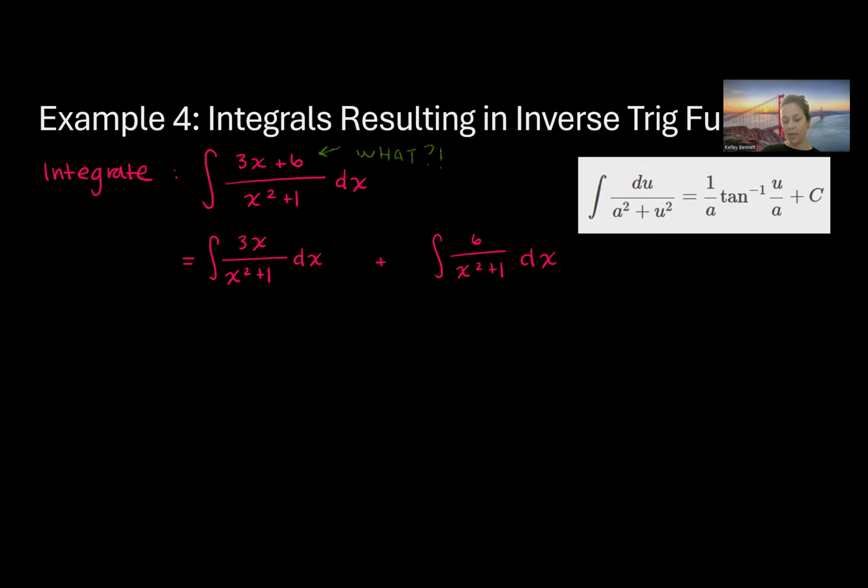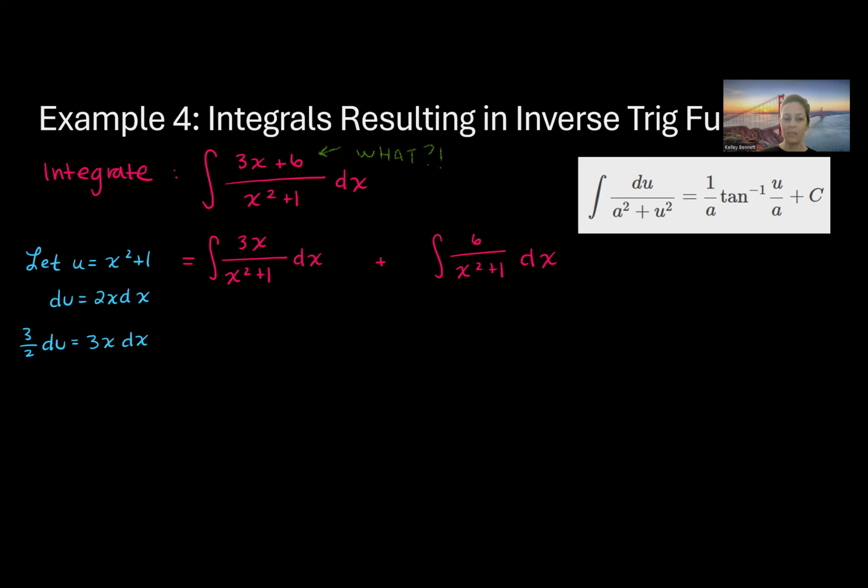On the left, we're going to have a really straightforward u sub, and on the right, we're going to have our inverse trig formula. So here on the left side, we're going to let u equal the denominator, x squared plus 1, so that we get du equaling 2x dx. And I have a 3x dx. So if I'm clever, I can multiply both sides by 3/2. And I'll get 3/2 du equaling 3x dx.